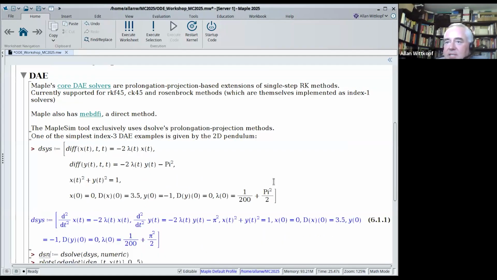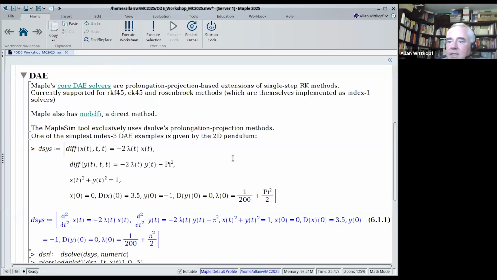The flagship, simplest index 3 DAE, which is our good old pendulum in 2D. So we have a differential equation, second order for x, for y, the Cartesian coordinate positions. And we have the constraint to say, yeah, this has to lie along a circle centered at the origin of radius 1. Okay, so pendulum. And then we have our initial conditions set up.